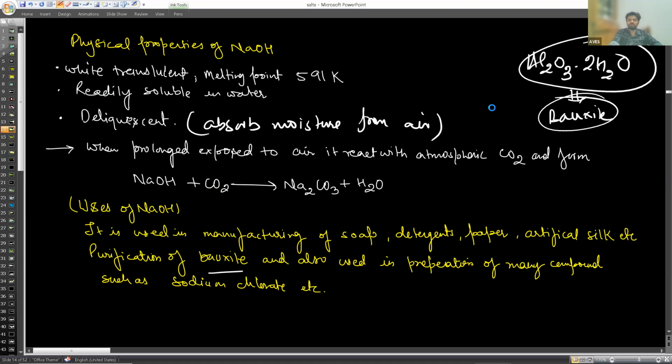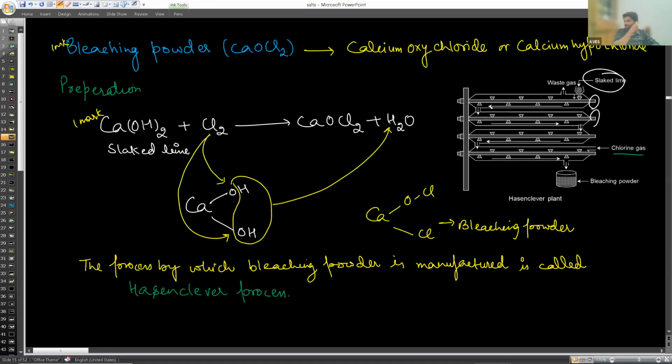Next we should be moving towards bleaching powder. Bleaching powder is another compound or salt which is prepared by passing chlorine gas through slaked lime. Let me first explain what slaked lime is. Slaked lime is calcium hydroxide.